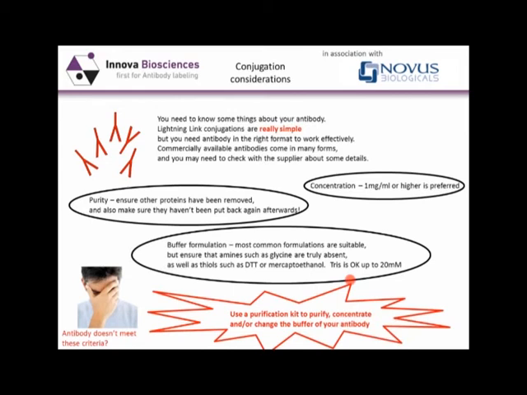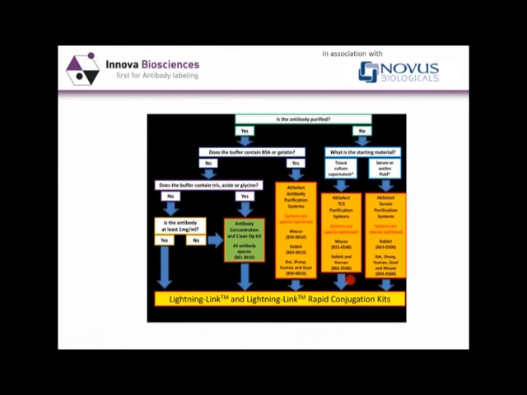And Innova are able to provide you with a purification kit to purify, concentrate, or simply change the buffer of your antibody. And on our website is this flowchart which will help you decide if you need to undertake further purification. So you can check if your antibody is purified, if the buffer contains something like BSA, if it contains amines such as glycine, and whether it meets concentration requirements. If all of these are met, then you're absolutely fine to carry on and use your antibody straight away.